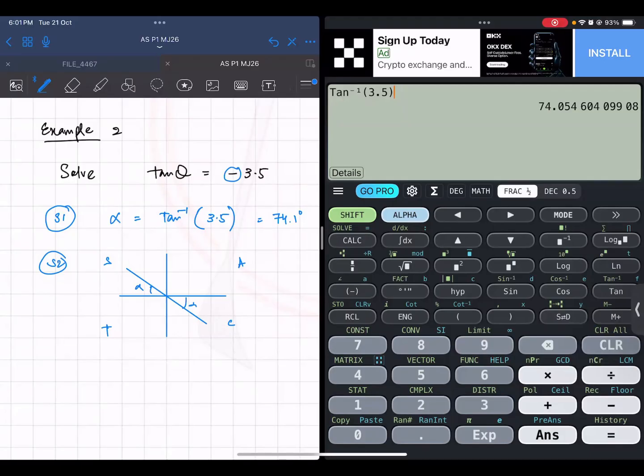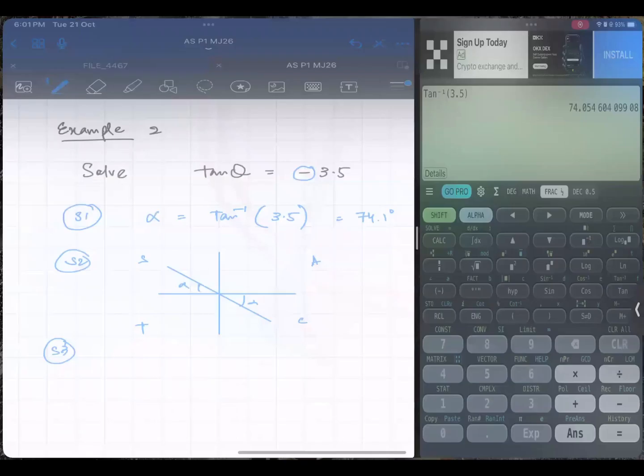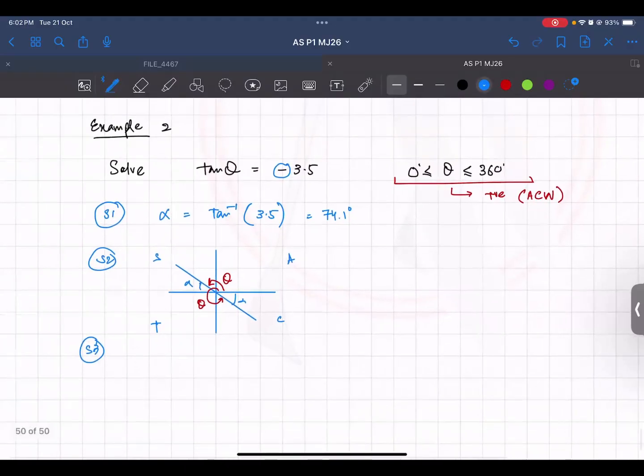And now the third step, you will find the theta, and you can see all of them are positive. So all of you can only move in the anti-clockwise direction. So it's anti-clockwise. This is the first angle theta, and the second one is this theta. So theta is equal to, in the second quadrant we worked it out, 180 minus alpha, and in the fourth quadrant it is 360 minus alpha.